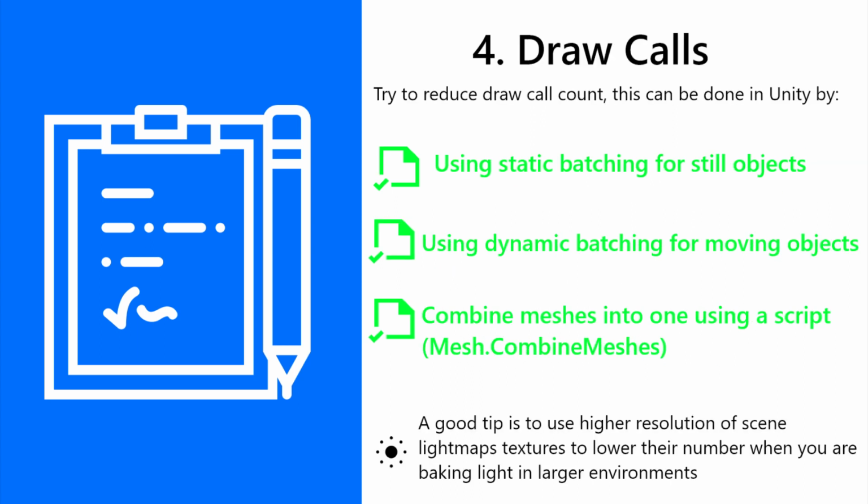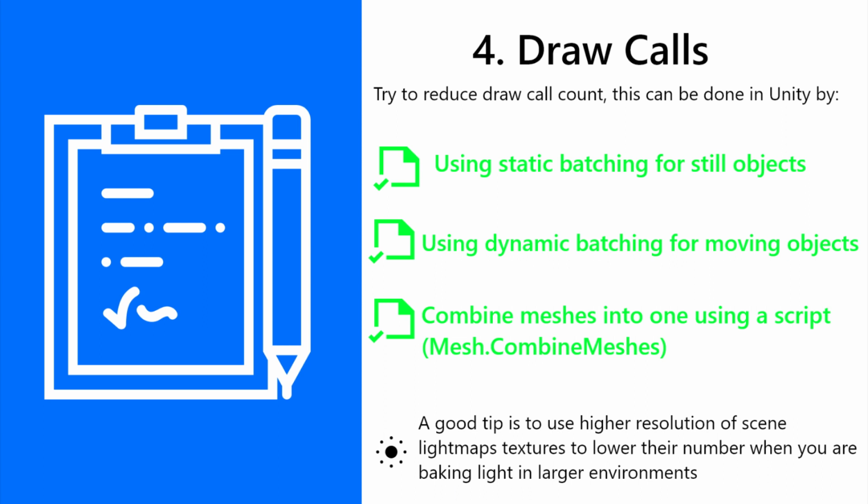The fourth mistake has to do with draw calls. Try to reduce draw call count. In Unity, you can achieve draw call count reduction by using static batching for still objects and dynamic batching for moving ones. However, you have to prepare your scenes and models first. Batched objects have to share some materials, and batching of dynamic objects works only for low-res models. Alternatively, you can combine meshes by the script into one, using Mesh.CombineMeshes, instead of using batching.